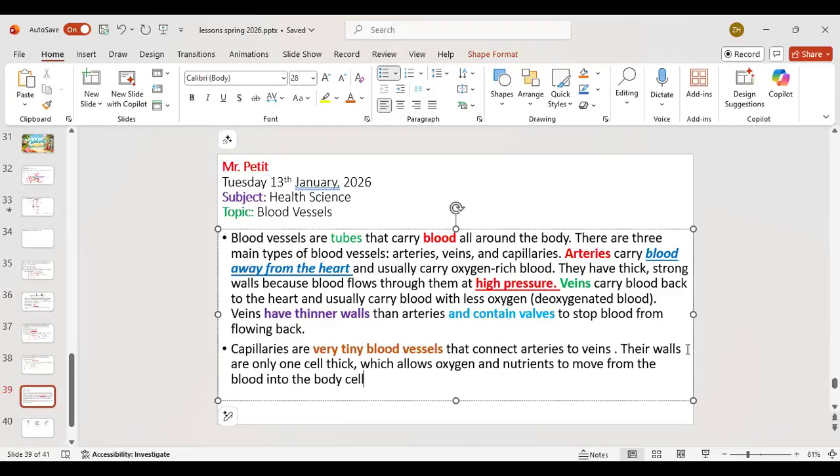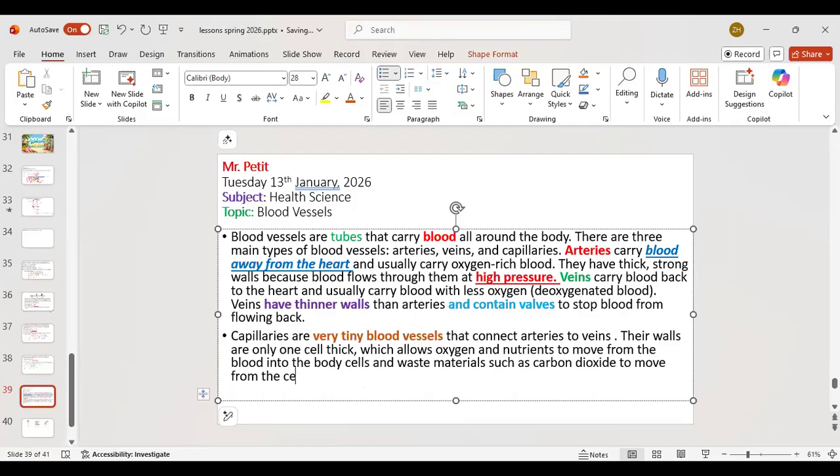Wait one second. Their walls are only 1 cell thick, which allows oxygen and nutrients to move from the blood into the body cells, and waste materials such as carbon dioxide to move from the cells back into the blood. So your question again?